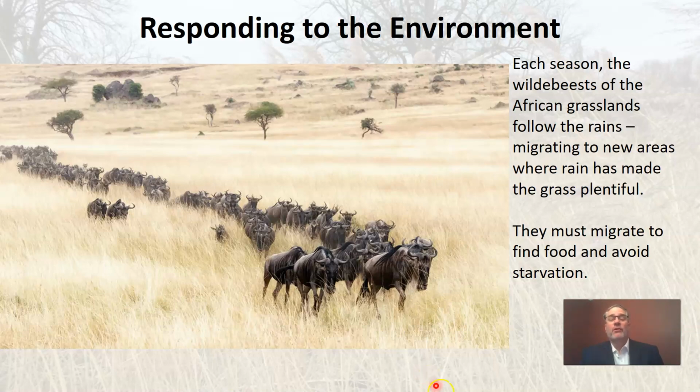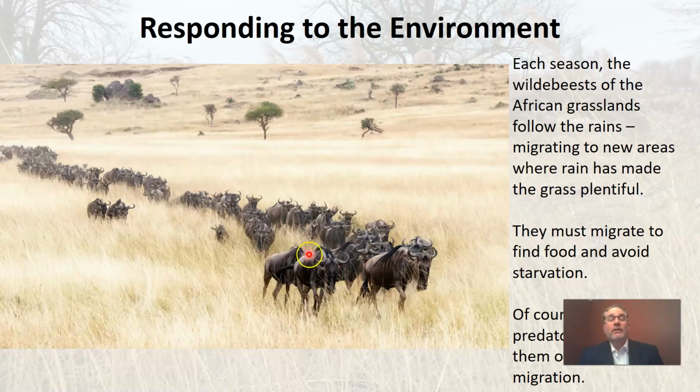So they go to parts of the grassland where there is still grass for them to eat. So this migration is a good example of the wildebeest responding to their environment. They have to go where the food is. So this mass migration, which is millions and millions of not only wildebeest, but also of things like zebras and other types of gazelles, they must migrate to find food. Good example of responding to their environment.